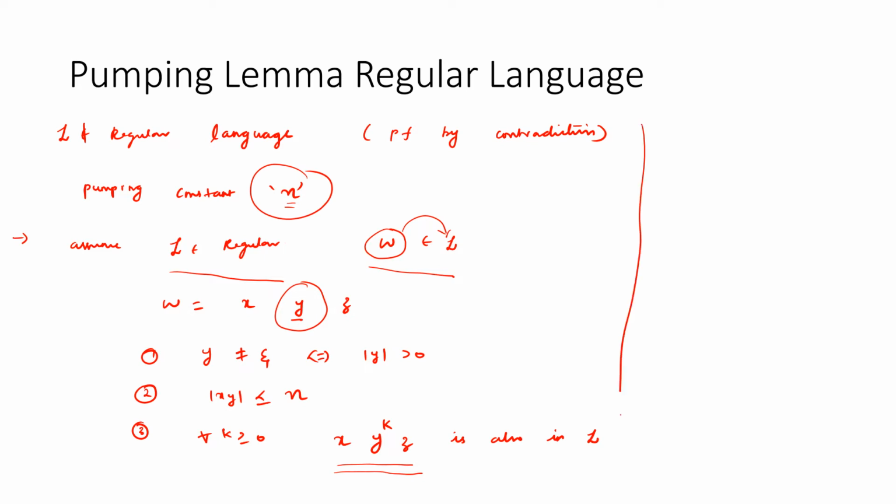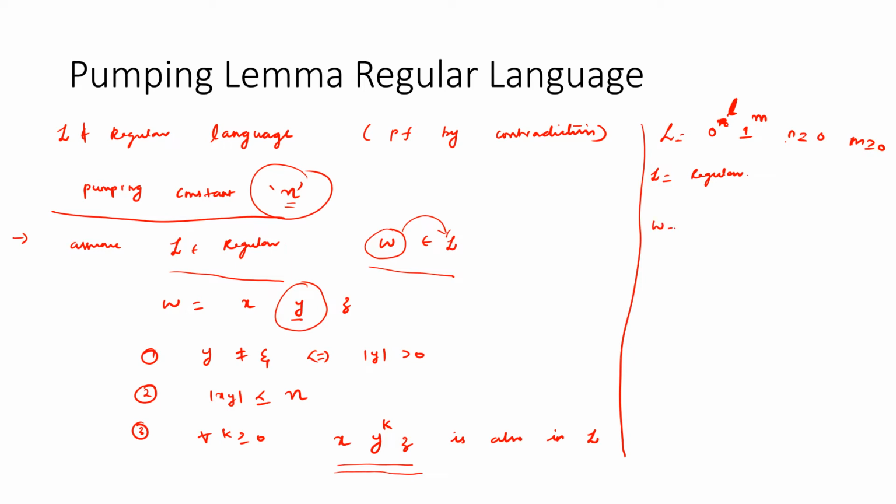Now, for example, let us take 0 power n, 1 power n. So we know that this language is regular. n greater than or equal to 0, m greater than or equal to 0. We know that L is regular. So let me propose a partition scheme. Maybe to avoid ambiguity, for the rest of the examples, let us preserve the symbol n for the pumping constant only. So this I'll make it l.